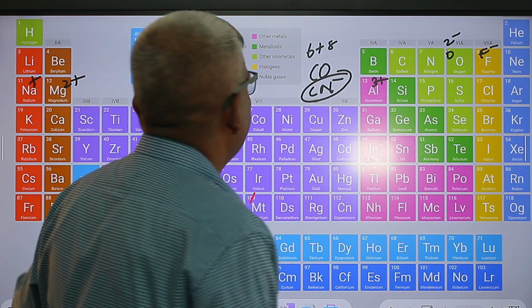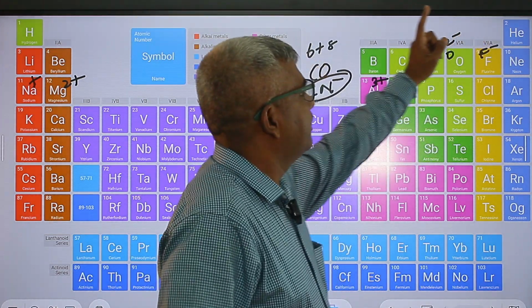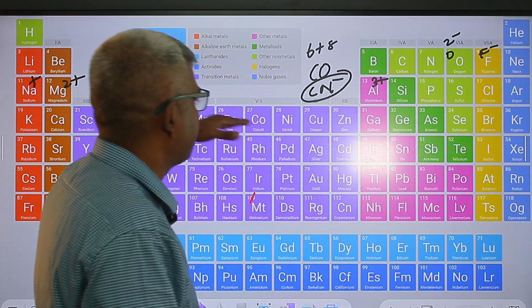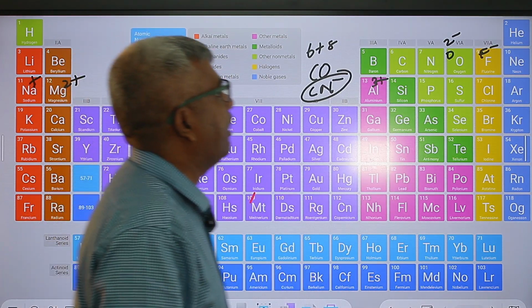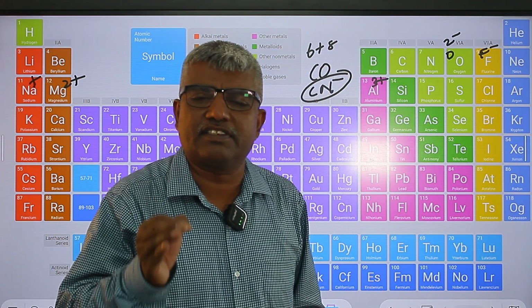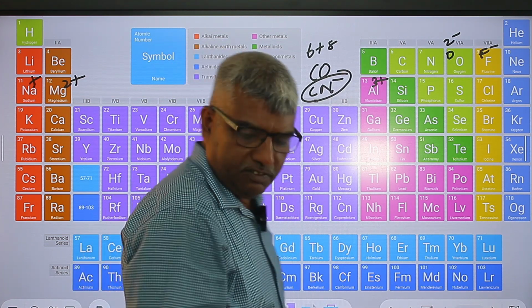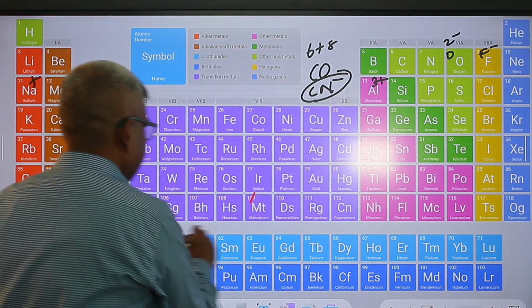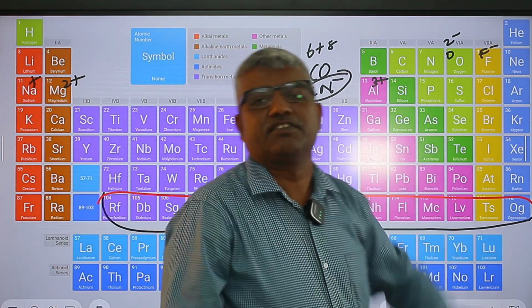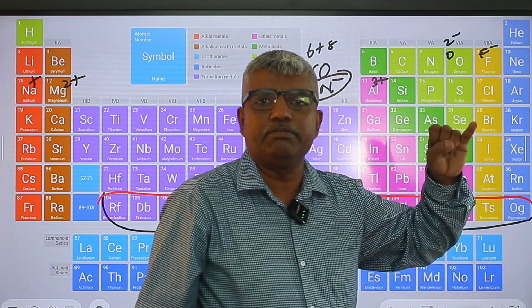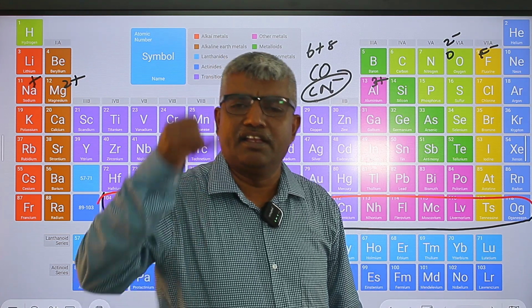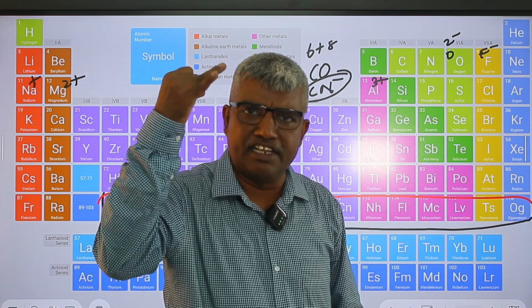First memorize the 0 group elements. Each column is called a group, and each row is called a period. This last column is called the 0 group. We are focusing only up to 103; the rest we are not focusing on, as they are not much required. Come here: helium, neon, argon, krypton, xenon, radon. First memorize helium, neon.